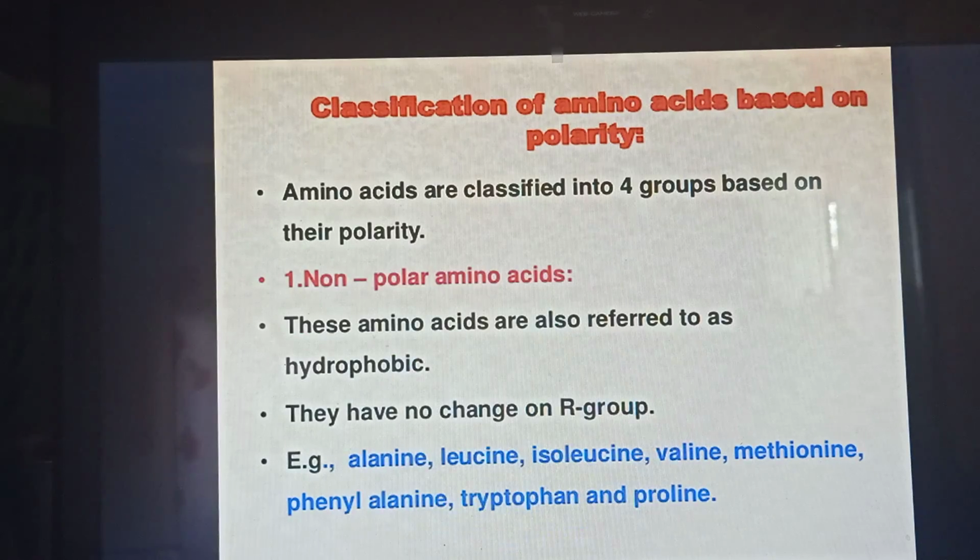Now, classification based on the polarity. You can classify them as non-polar and polar. Those which are hydrophobic in nature and have no charge on the R group, for example alanine, leucine, isoleucine, valine, methionine, phenylalanine, tryptophan and proline. All these are non-polar amino acids.